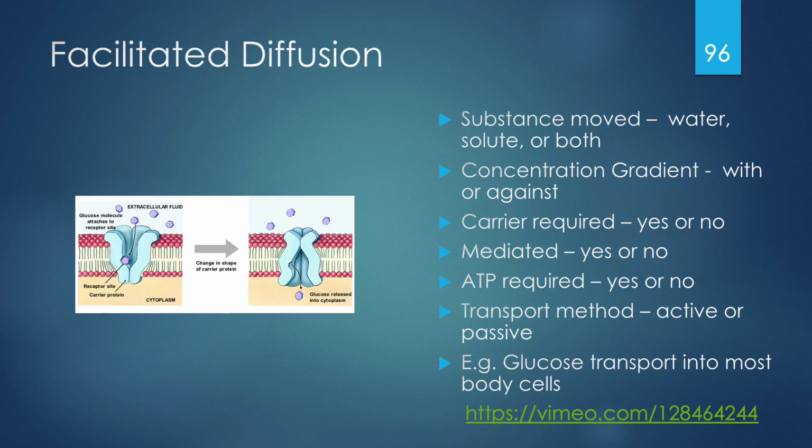Well, yes, we have the carrier protein that we just looked at in the image on the left. Also, is it mediated? Yes or no? Well, yes, it's mediated. And is ATP required? Well, no, there's no ATP required in this process at all. And then lastly, as a transport method, is this active or passive? This is actually a passive process. Even though the carrier protein is facilitating it, it happens passively. So keep in mind that glucose is an incredibly important substance in our bodies. So if you'd like to learn a little bit more, here's a video for you to review on your free time.